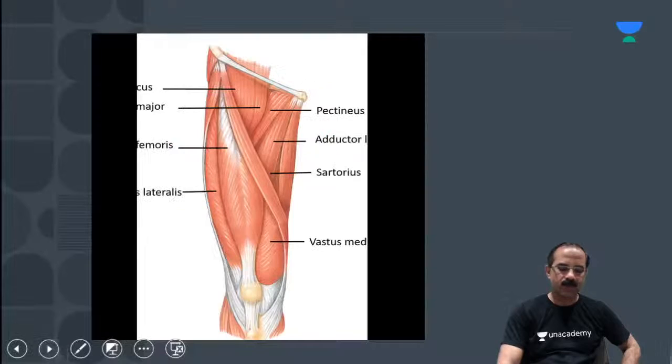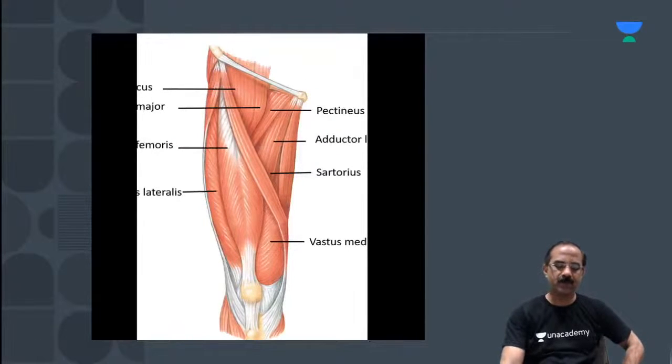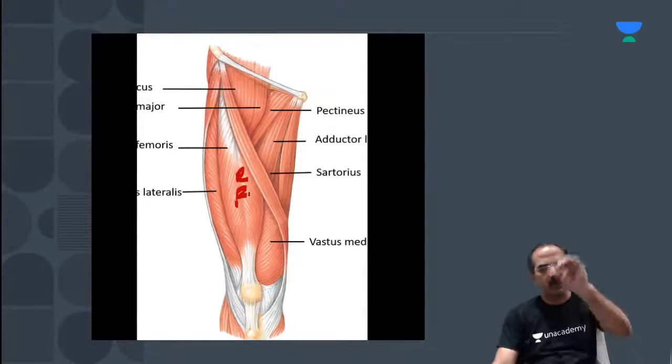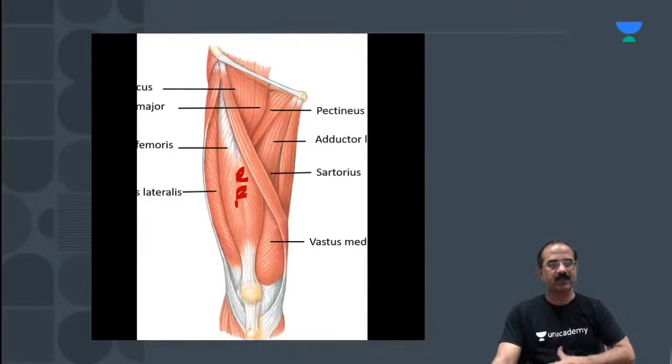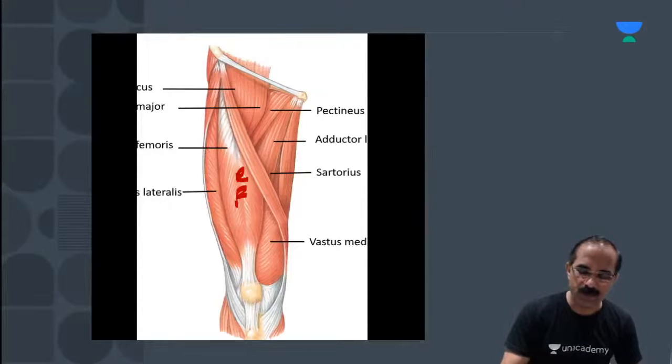Now coming back to this next muscle in the anterior compartment of the thigh, which is the next muscle? Look, this is a straight muscle of the femoral region. Tell me students, anything straight is known as what? Rectus. And this is what we call the rectus femoris.